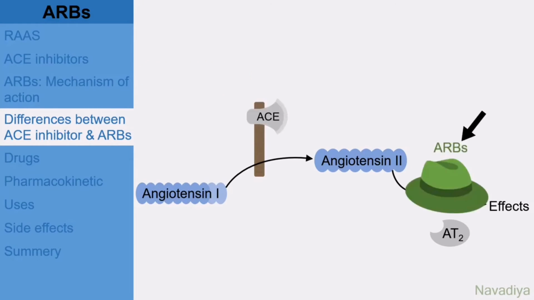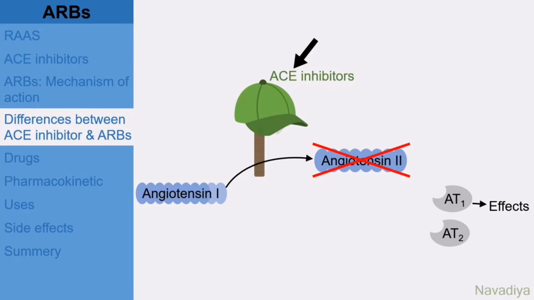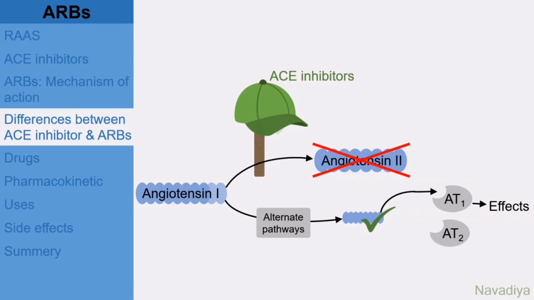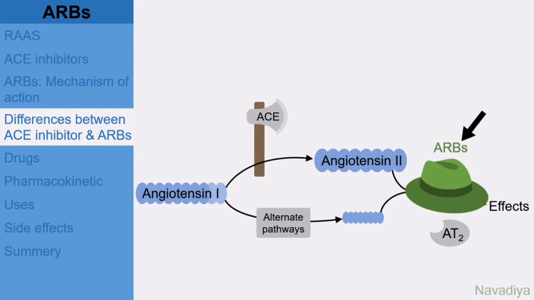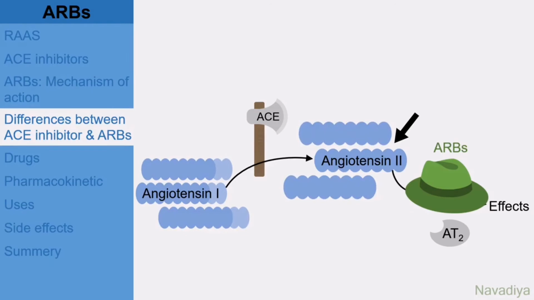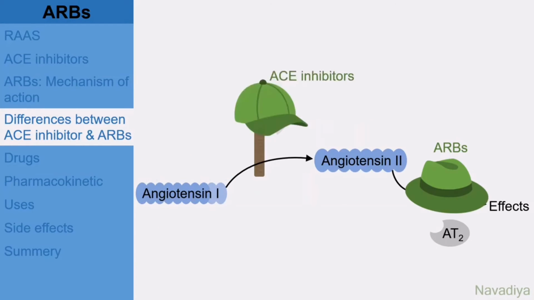The next difference is ARBs produce more complete inhibition of angiotensin II activity. That is because ACE inhibitors inhibit only ACE. So there will be some angiotensin II synthesized by alternate pathways. This will act on angiotensin receptors and produce some effects. ARBs act directly on receptors, so the effect of all the angiotensin II is blocked. Next difference is, with ARBs, more angiotensin II is synthesized as feedback. As the AT1 receptor is already blocked, this angiotensin II now acts on AT2 receptors. So these were some differences between these two groups.